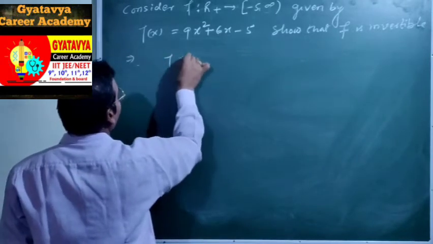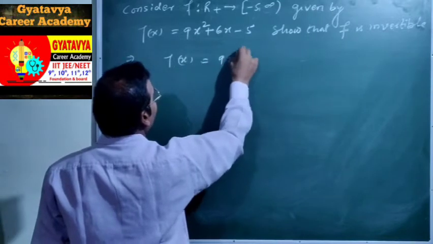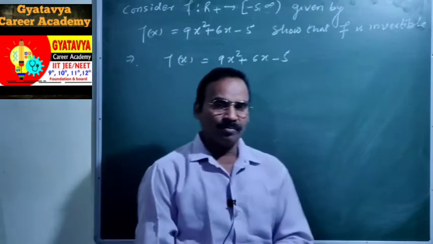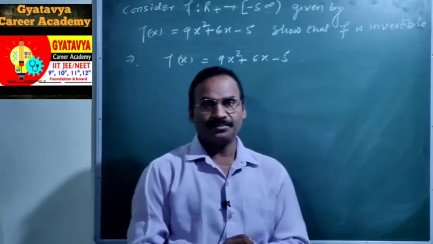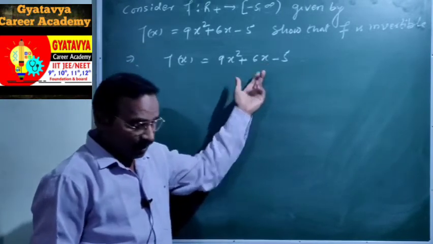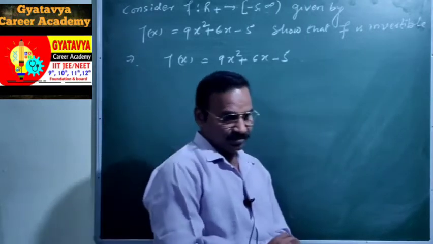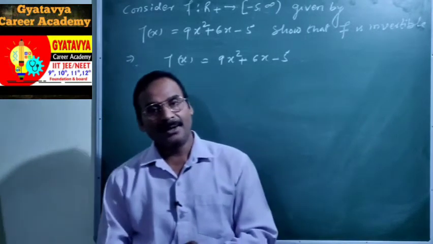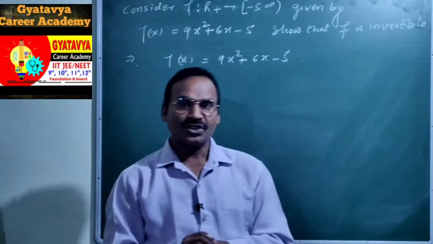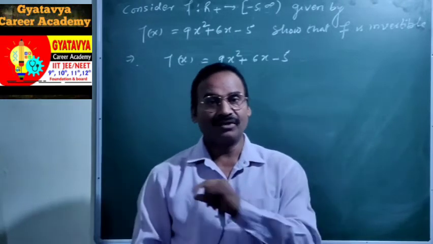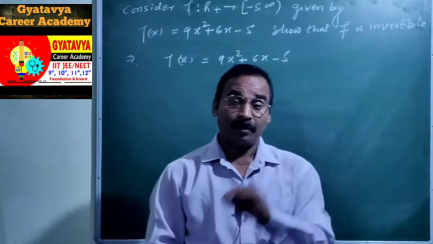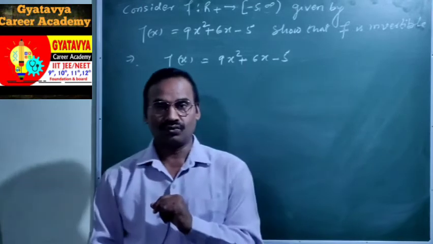The given function is f(x) equal to 9x square plus 6x minus 5. If the function is given in quadratic form, then you have to do one thing. First, just make a complete square. Now I wish to discuss the invertible function. There are two ways. What is an invertible function? The function which has its inverse, and it is possible if the function is bijective. Bijective means one-one onto.